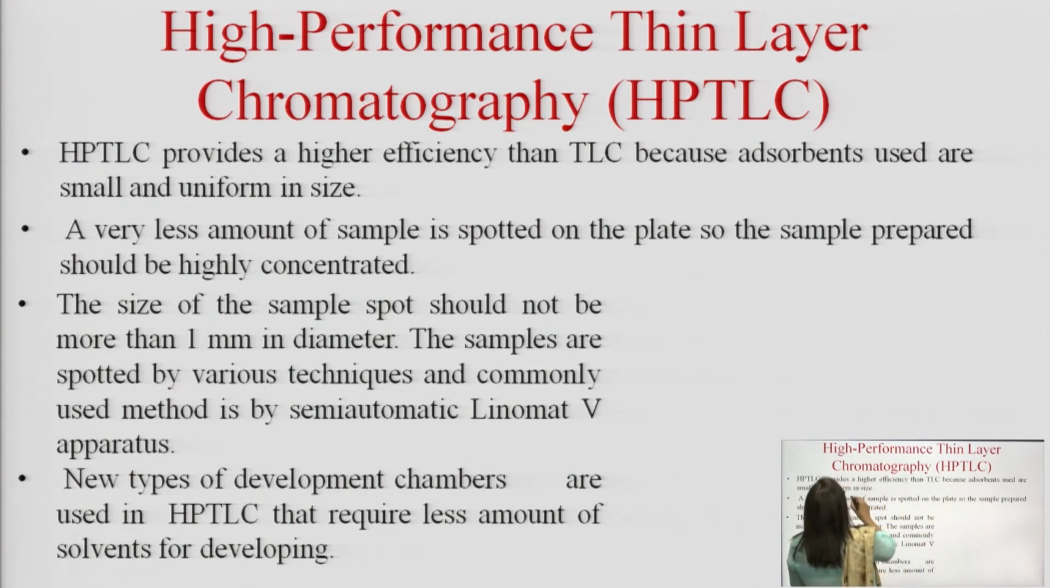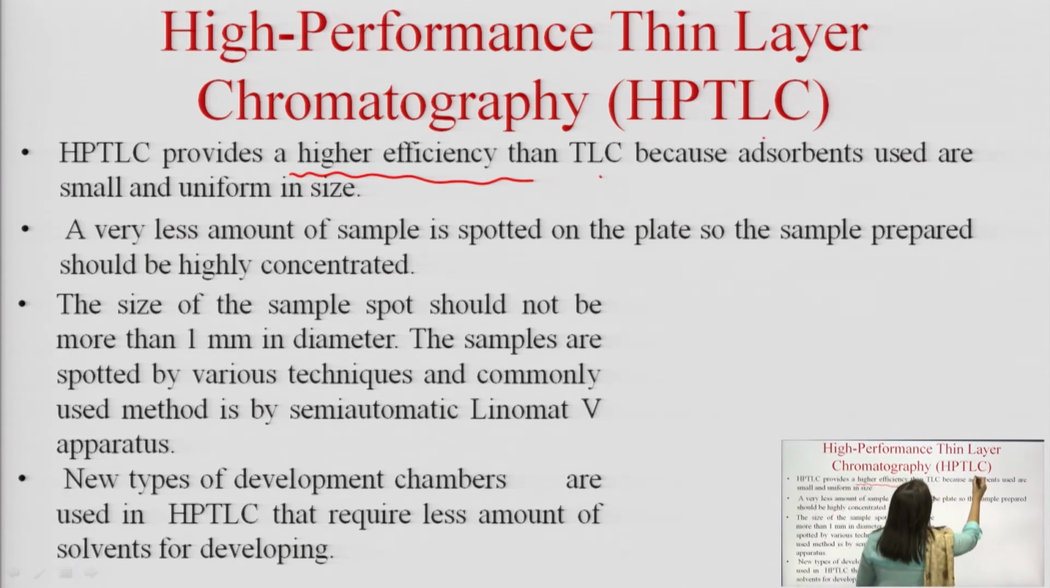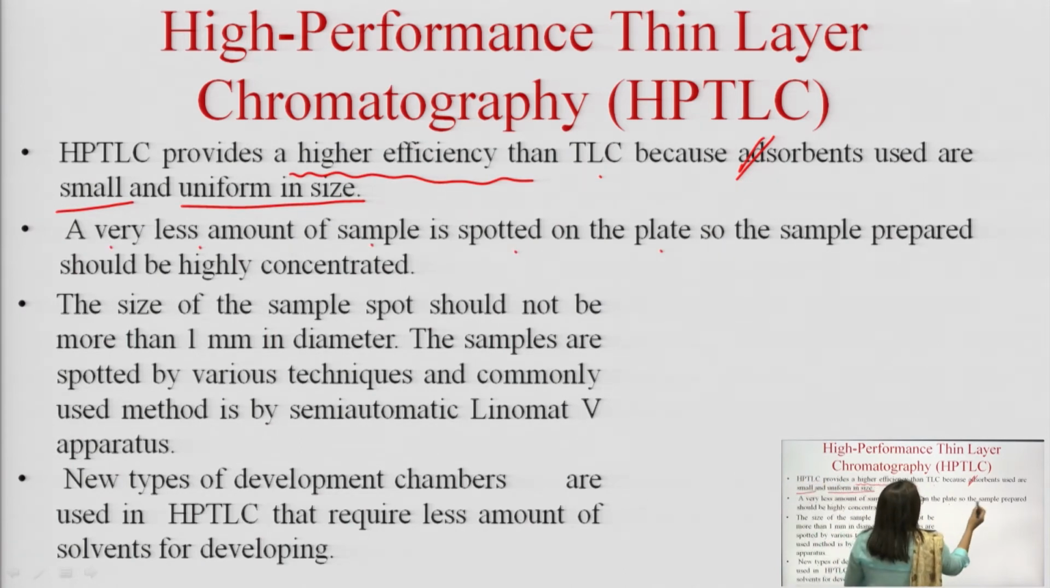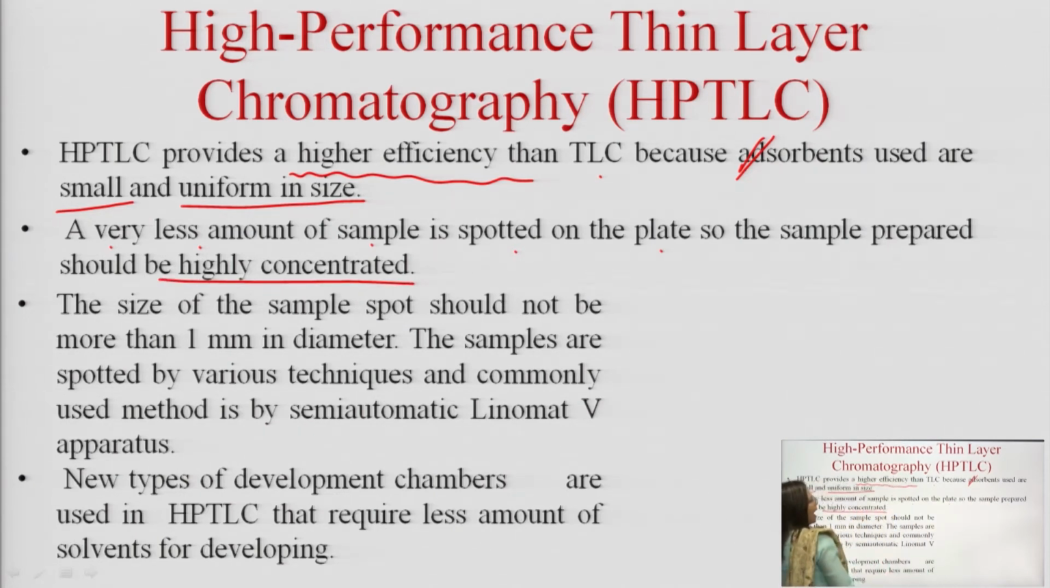Now, HPTLC provides higher efficiency than TLC because the adsorbents used are of small and uniform size. A very less amount of sample is spotted on the plate. So, the sample prepared should be highly concentrated and it avoids even the overloading of the sample, which is quite a possibility in TLC. The size of the sample spot should not be more than 1 mm in diameter.